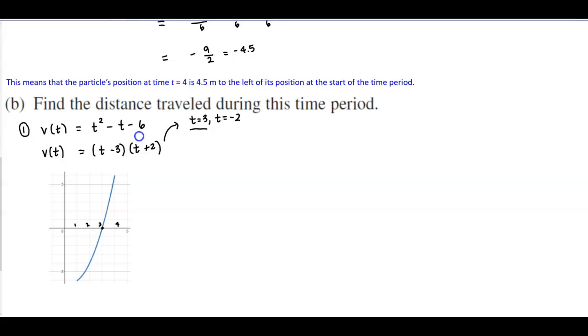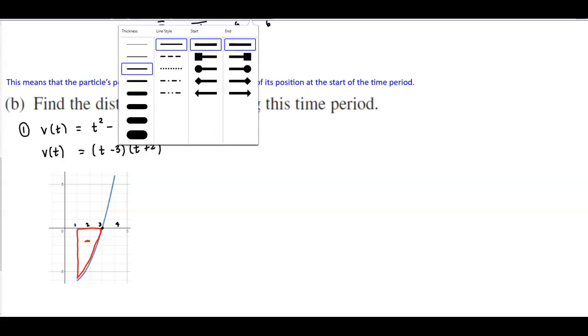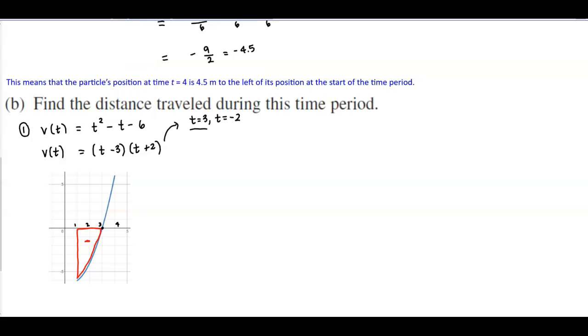So we're going to have two areas here that we're dealing with. One area is going to be below the x-axis. So we have this area here, which represents our negative area. And then we also have this area, which is above the x-axis.